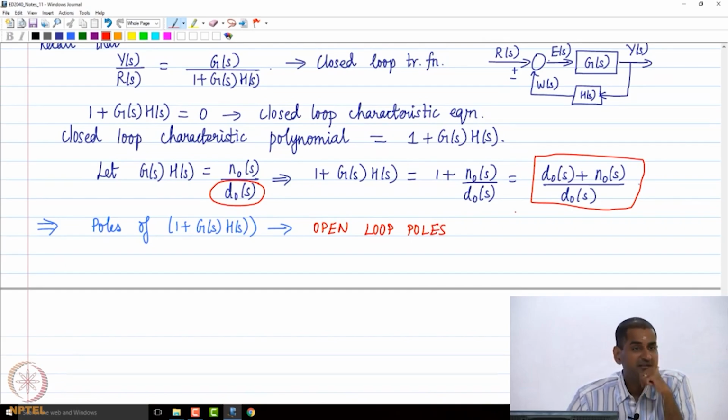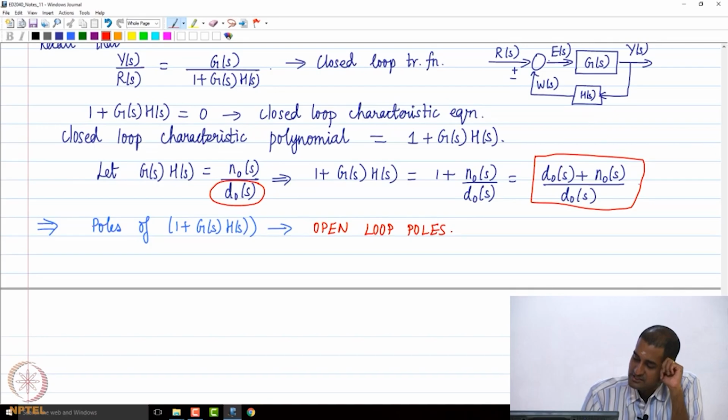Are these known in general? By and large they are under our control, because what do the open loop poles constitute? They constitute the plant poles, the controller transfer function poles and the feedback path transfer function poles. So, in general at least we will be able to tune them, even if the controller contributes some open loop poles. So, we know what these poles are. Now, what can you say about the zeros of 1 plus G of s H of s?